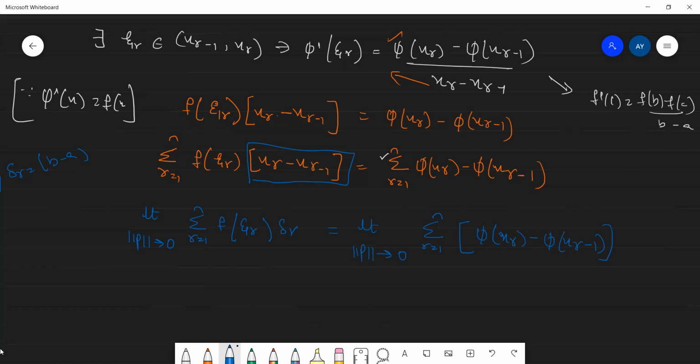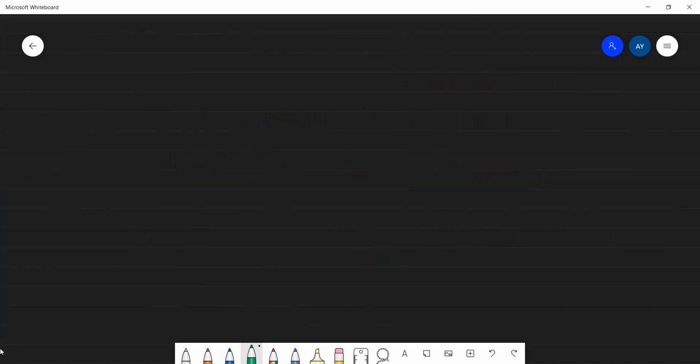Now, moving on to the next step. What do we already know? We know that this limit norm p tends to 0, summation of f(epsilon_1r) into delta r, is clearly equal to integral a to b f(x) dx. So this entire thing is integral a to b f(x) dx. In place of this, you have to substitute this one. We'll just solve that in the next slide. So what do you have? I'm just substituting it directly: integral a to b f(x) dx equals, same thing, we have to write the whole thing, limit norm p tends to 0, and there I'm just expanding the summation.